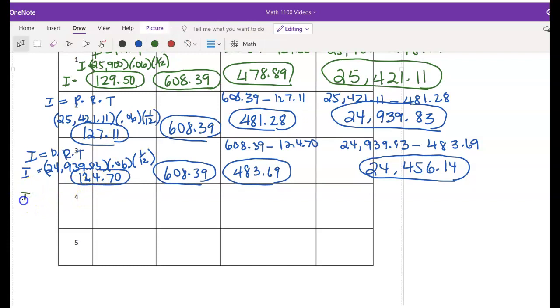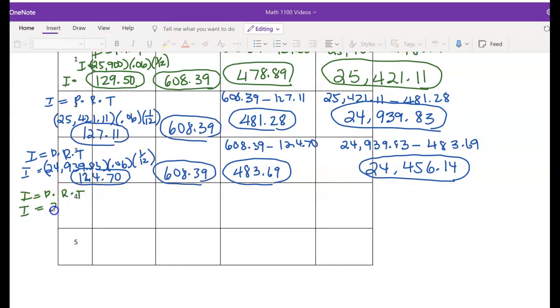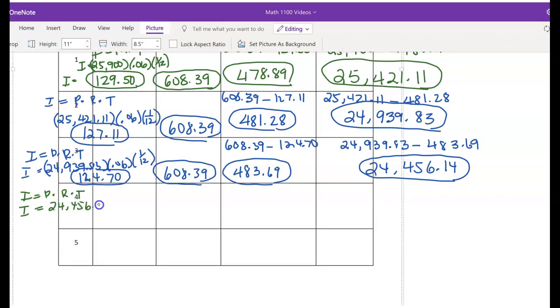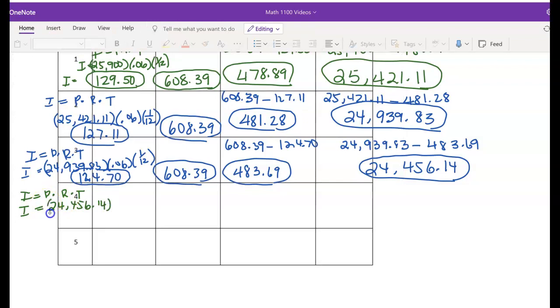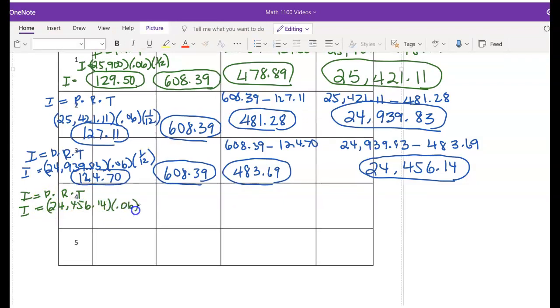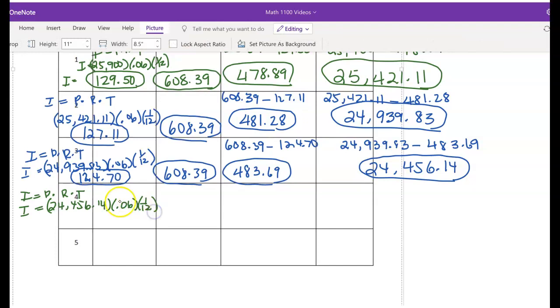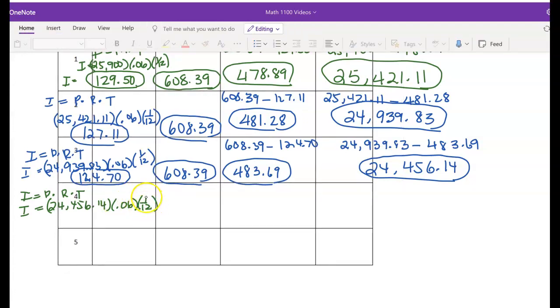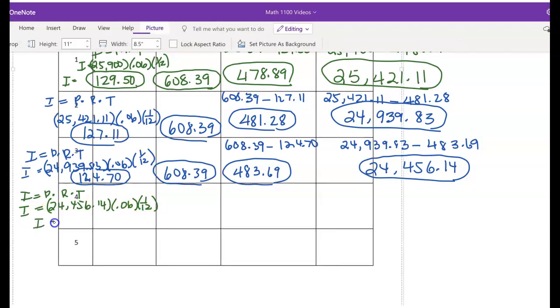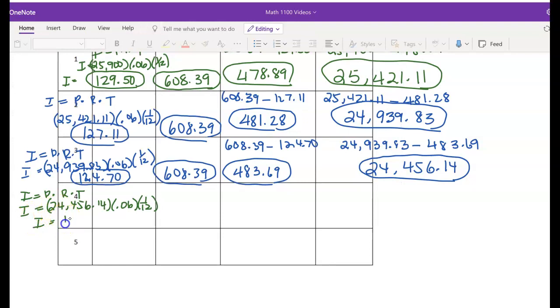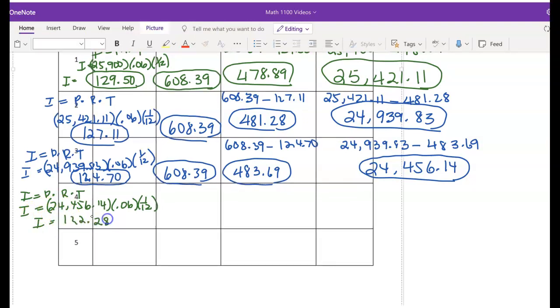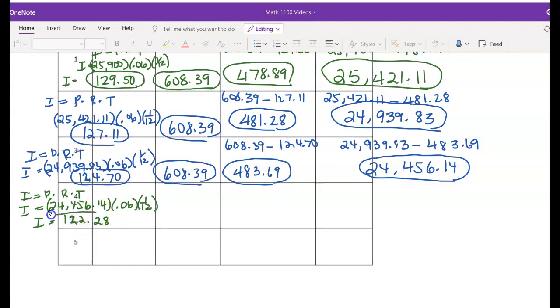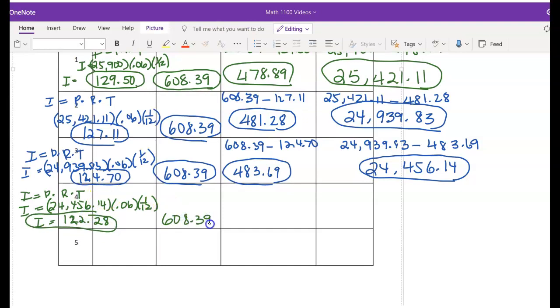So let's take our I equals PRT, and we're going to take that new balance of $24,456.14 times our 6% times our 1/12 of a year. And 1/12, remember, just from the beginning, it was 1 month out of 12. So we're just looking at one payment at a time. And our interest is $122.28. Our payment stays the same.